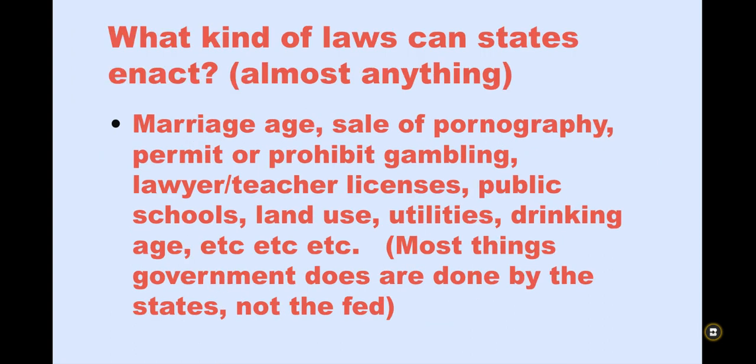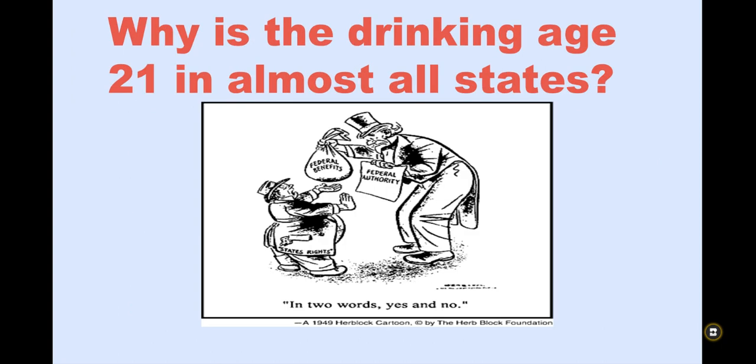Things like age to get married, selling of pornography, gambling, licenses for teachers, doctors, EMTs, lawyers, all that kind of stuff, public schools, land use. A lot of the things that we follow on a day-to-day basis are actually state laws and not federal laws, okay? And they can make laws about all different kinds of stuff. What's funny is that one of the things that's a state law is a 21-year-old drinking age. Yet, every single state has a 21-year-old drinking age.